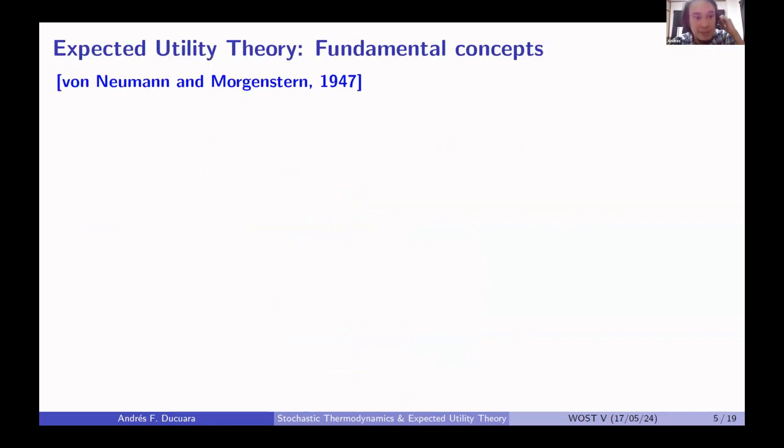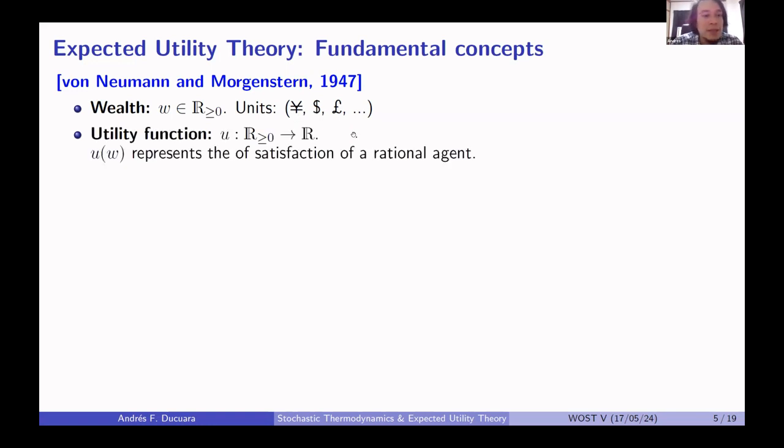The first thing to say is that this is a theoretical framework which was first formalized by von Neumann and Morgenstern in the 40s. Economists care about wealth. So for them, wealth is a non-negative number, which we can think of as having units of any currency you like, Japanese yen, US dollars, British pounds, or whatever you want.